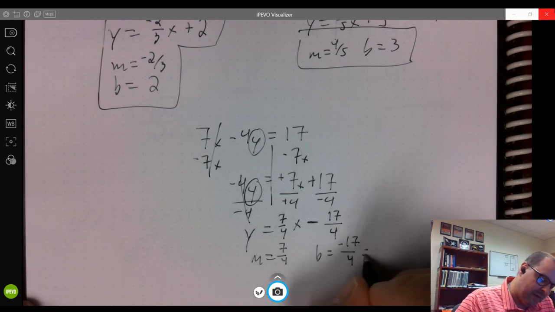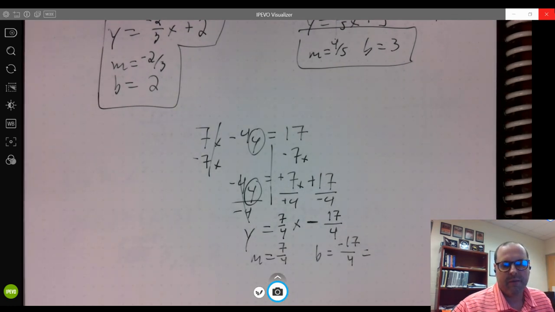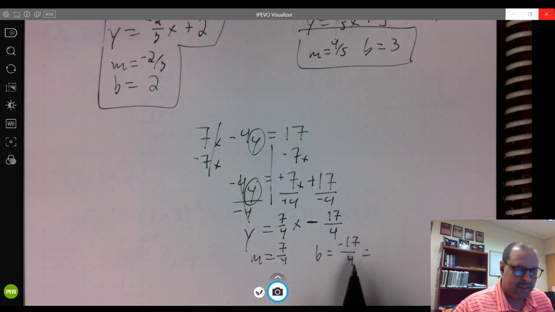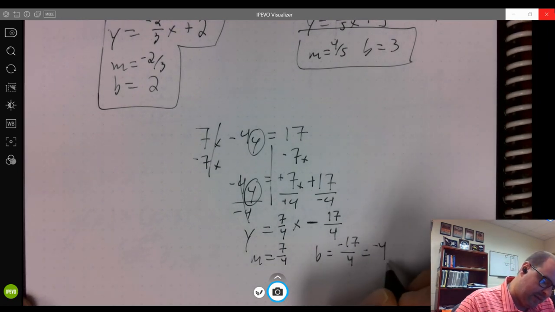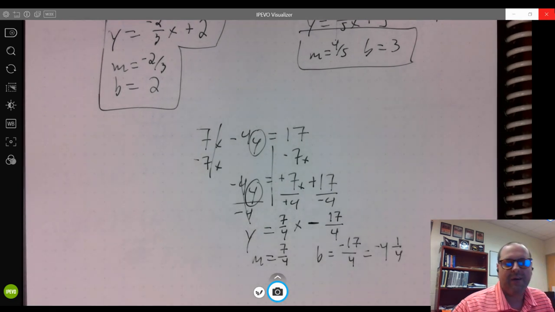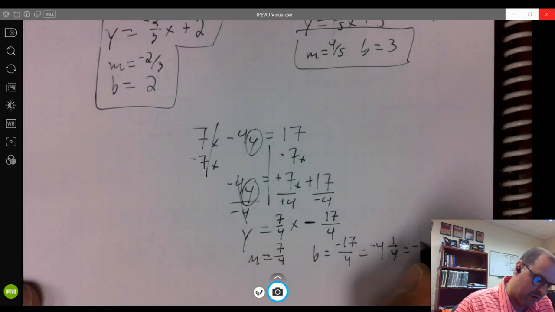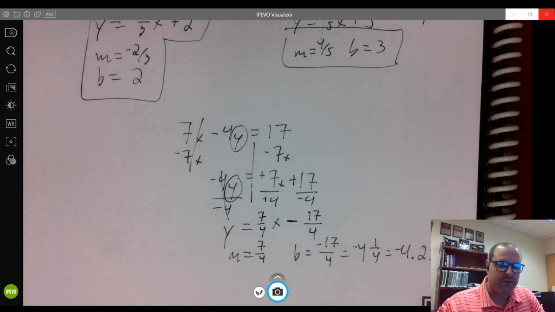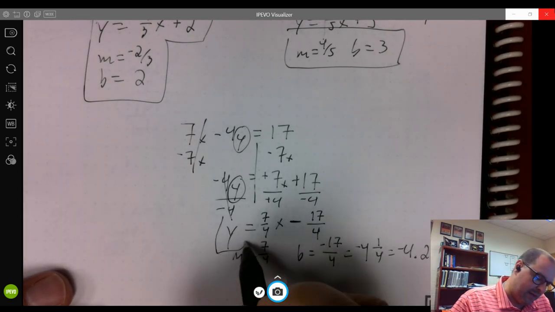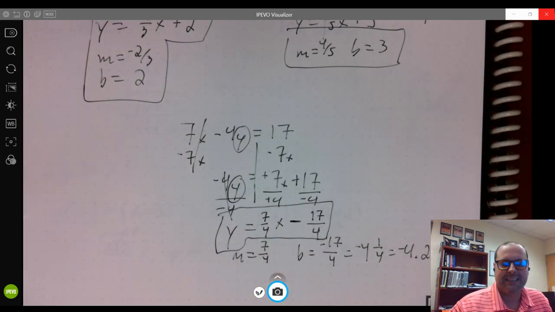Okay? Now, if you were to graph this, I would strongly recommend that you turn this into a decimal or a proper fraction, a mixed number. So 4 goes into 17 4 times, and you have 1/4 left over. Now I know how to graph negative 4 and 1/4, or as a decimal, negative 4.25. I could go down 4 1/4, and then if I wanted to use the slope, up 7, right 4, up 7, right 4. But when you write it in the equation, I can leave it as a simplified improper fraction.